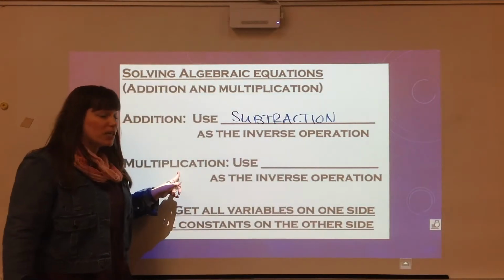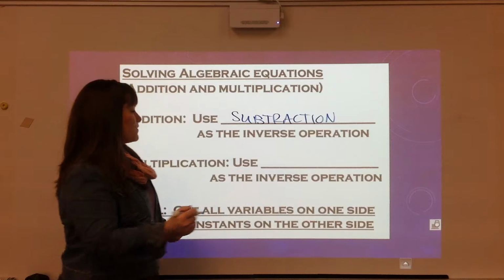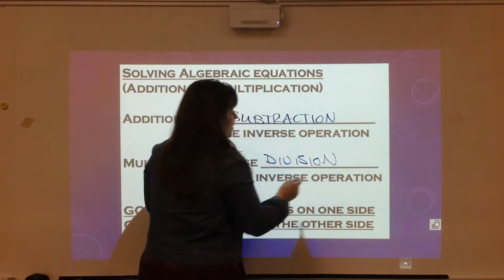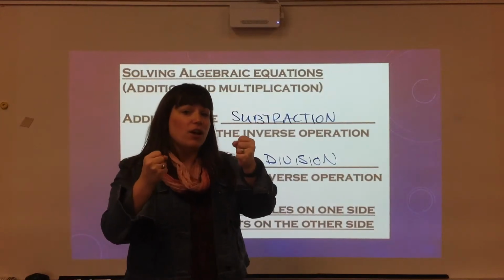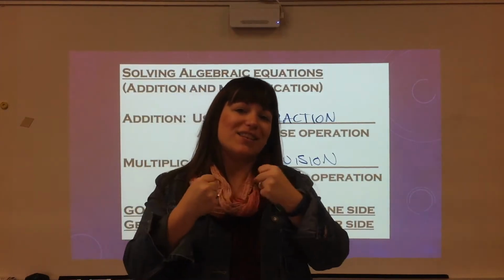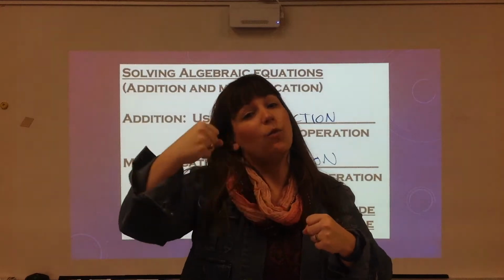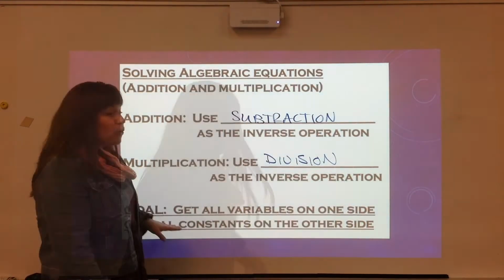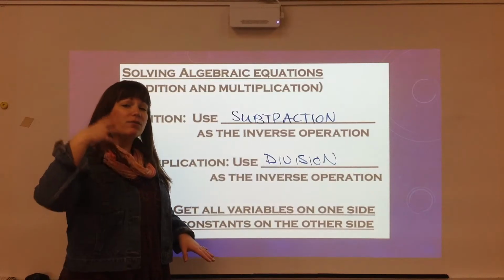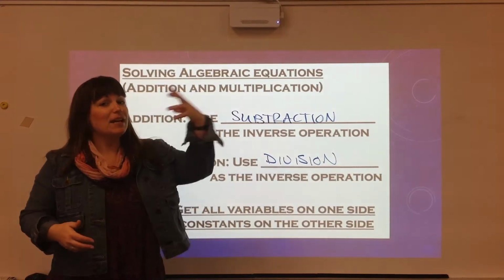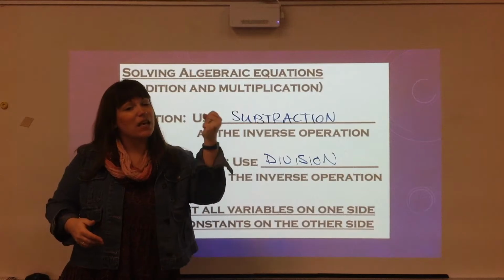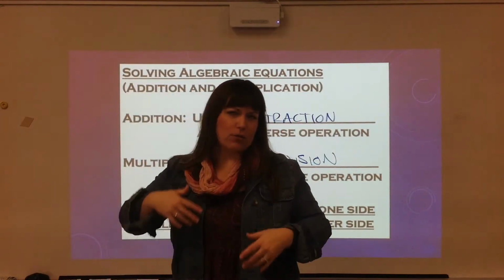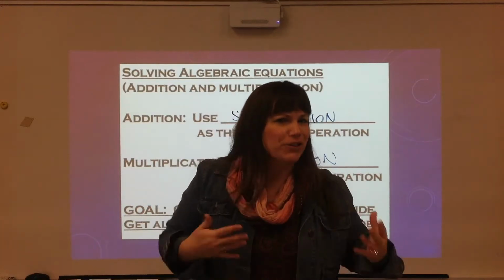Similarly, multiplication, you're going to use the inverse operation of division. So multiplication and division are now going to be paired as inverse operations. If you want to get rid of multiplication, you do so by dividing. The goal for all of these is to get all of the variables on one side and get all of the constants on the other, so that at the end of the day you have x equaling a number, or a equaling a number. The variables are going to change now.